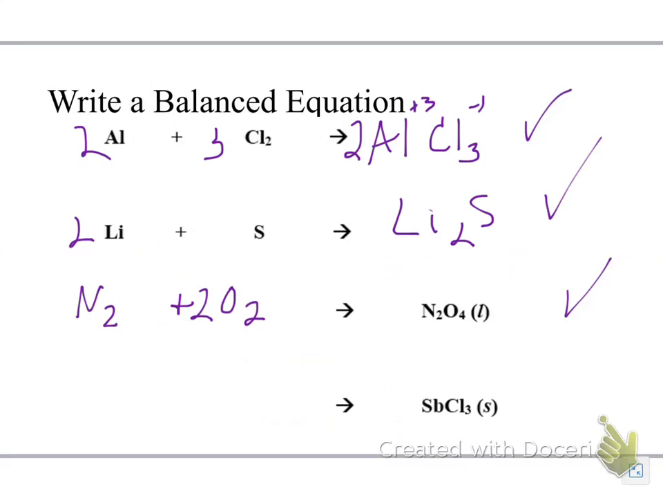SbCl3, antimony chloride. Okay, again, it must have come from its elements in its natural state. Antimony is going to be just plain old Sb. Chlorine is diatomic. You need to balance the chlorines and then balance the antimony, and there we go.